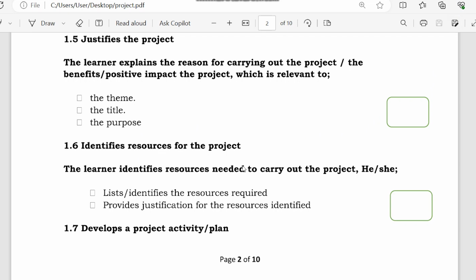So next is identify resources for the project. The learner identifies resources needed to carry out the project. He or she lists the resources required, but also provides justification for the resources.